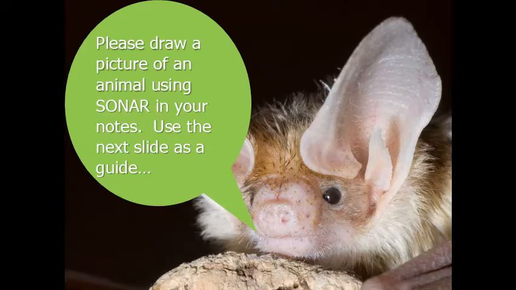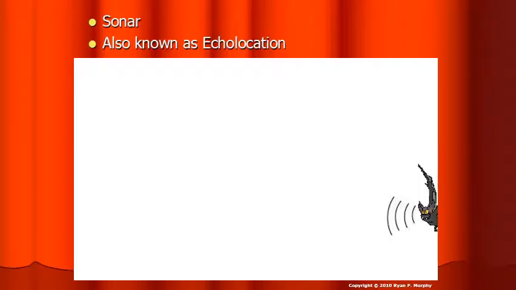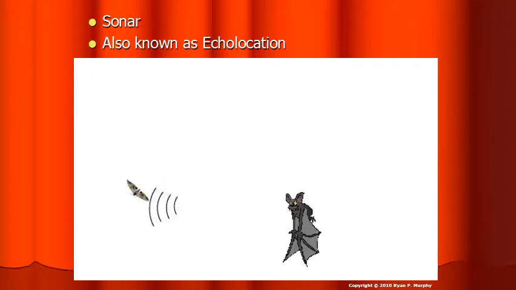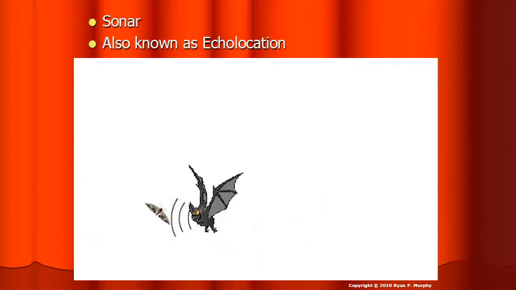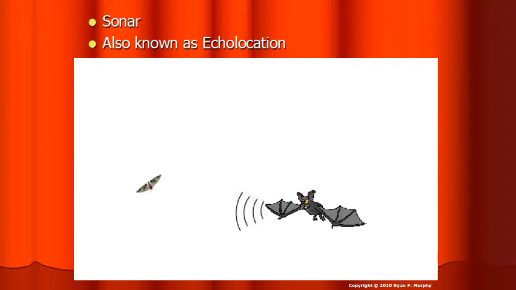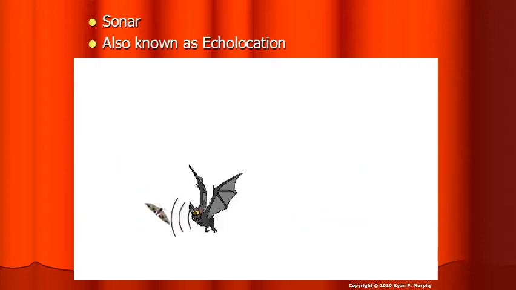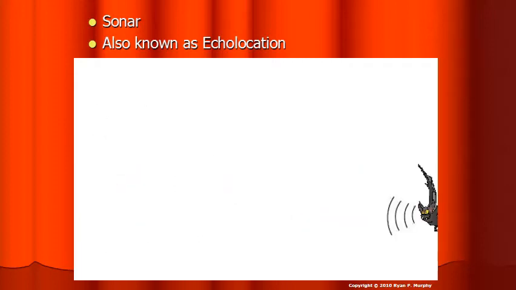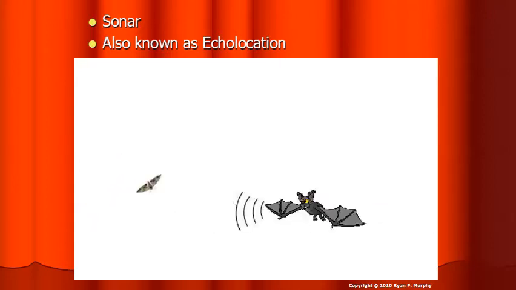So, can you please draw a picture of an animal using sonar in your notes and use the next slide as a guide? I would like you to draw some waves, and make sure you draw something like a bat or a dolphin, and then draw something that the waves are bouncing off of, and show me the waves going out and bouncing off.